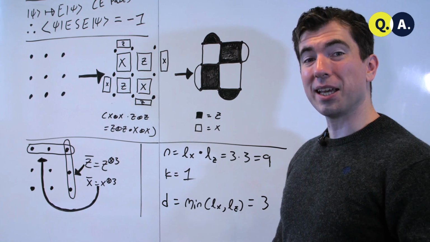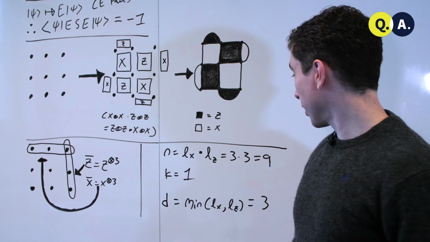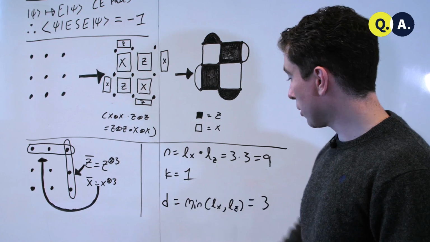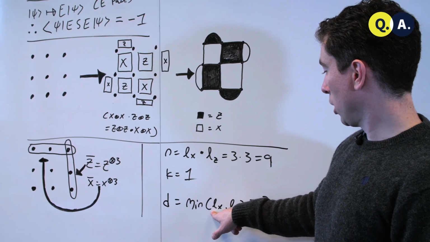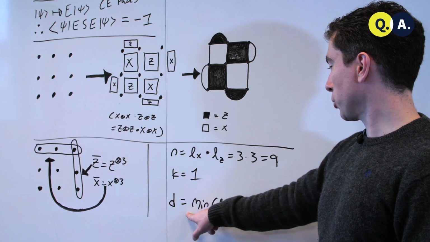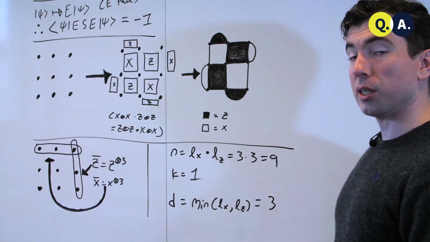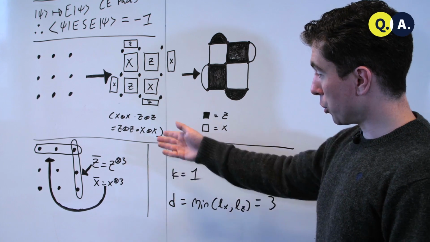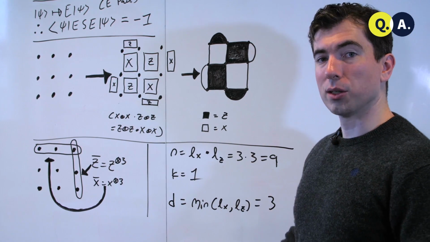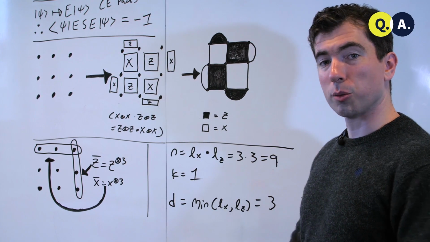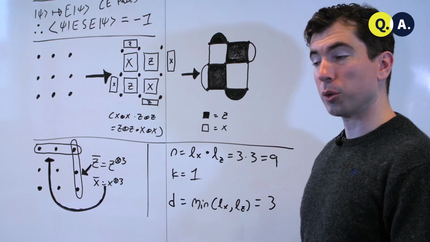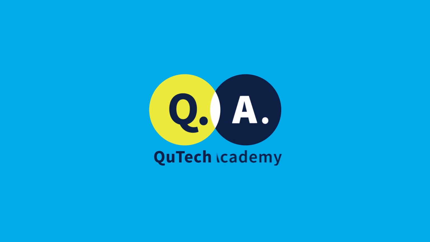There are some ways to get k not to be 1, but they are too advanced to cover in this course. And d, the code distance, is the minimum side length of this square, which is either Lx or Lz, whichever is smaller, the minimum, and in this case, that's 3. So as you can see, square tiles are nice when error rates are equal and you want to have equal distance for both x and z logical operators.